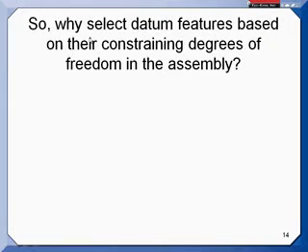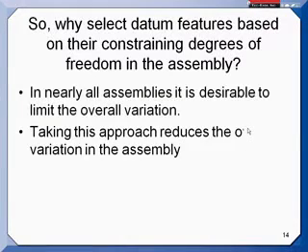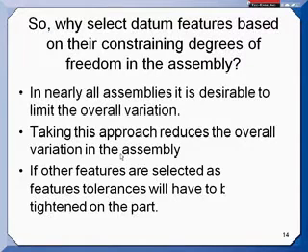So why select datum features based on their constraining degrees of freedom in the assembly? Once again, because we want to reduce the variation that ends up in your final assembly. In general, that's not always true, but in nearly all assemblies it is true. If you take this approach that I'm pushing here in this brown bag, your overall variation in the assembly will be reduced. If you pick other features as datum features, you'll have to tighten the tolerances on the part in order to get the same amount of variation. I'd like to illustrate that.